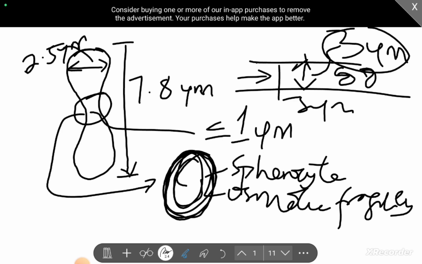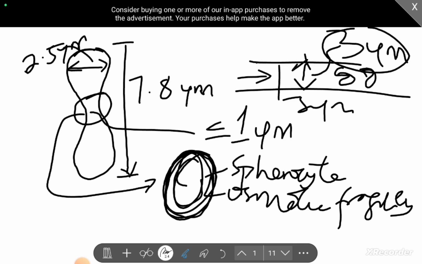Another variation you should know is the elliptocyte. It could occur as ellipses, and if it does, the red blood cell will not be able to function optimally as well. Elliptocyte is also a variation in terms of shape.